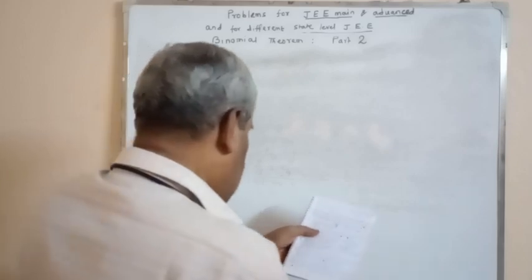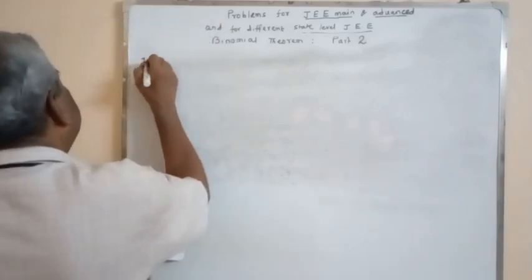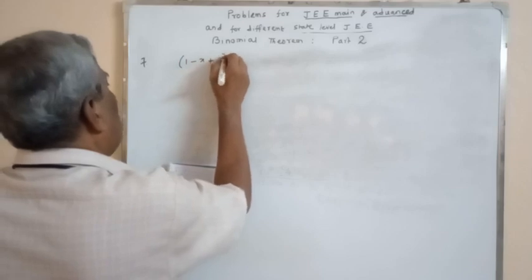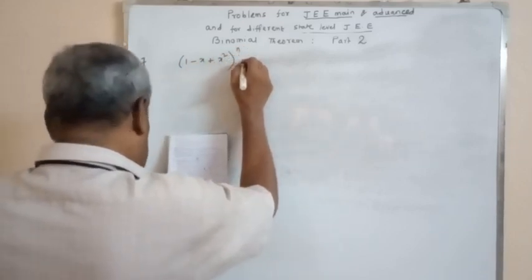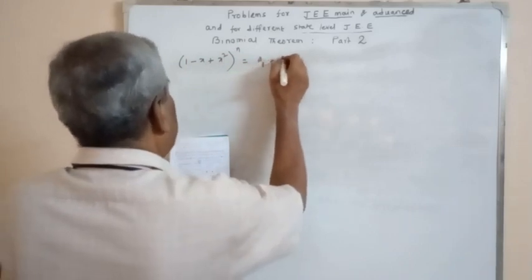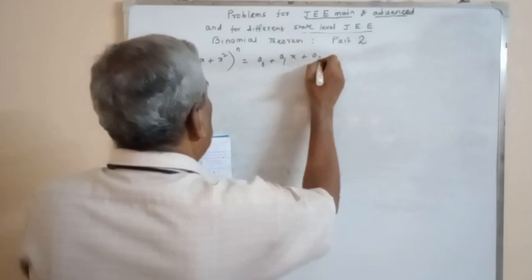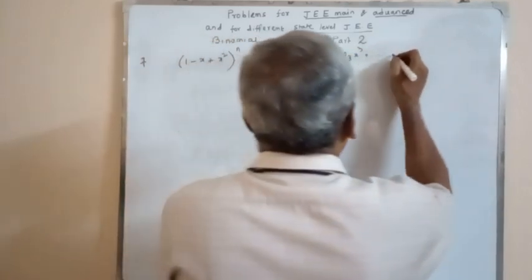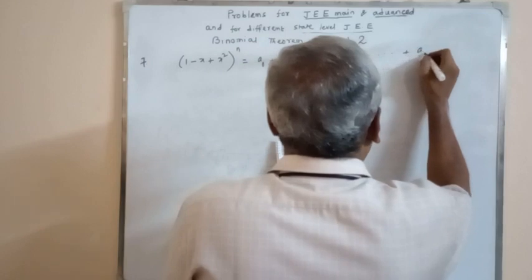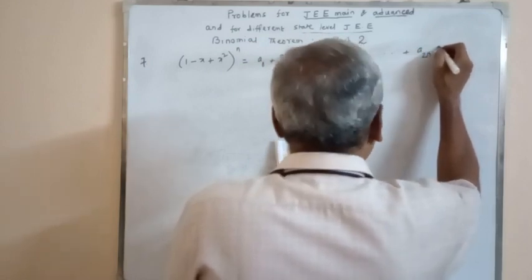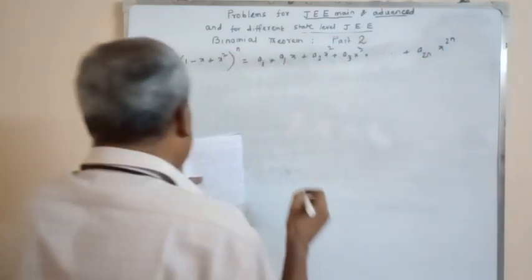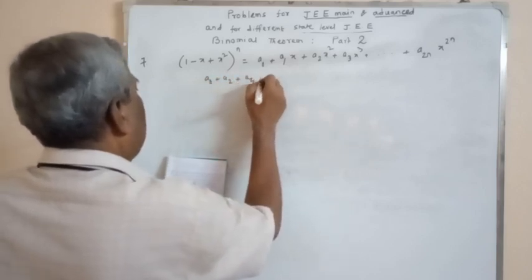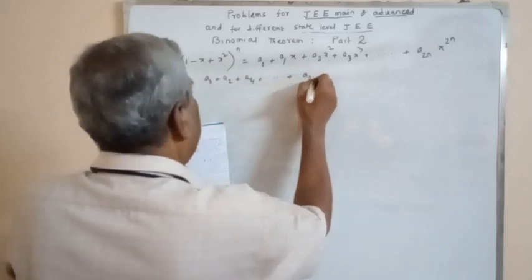Problem number 7 now. If (1 minus x plus x square) to the power n is equal to a0 plus a1x plus a2x square plus a3x cube up to a2n x to the power 2n, then the value of a0 plus a2 plus a4 up to a2n is how much?